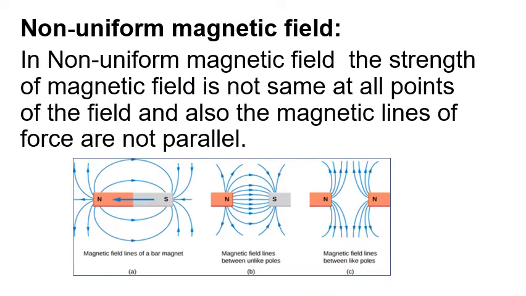Non-uniform magnetic field. In a non-uniform magnetic field, the strength of the magnetic field is not the same at all points of the field, and also the magnetic lines of force are not parallel to each other.